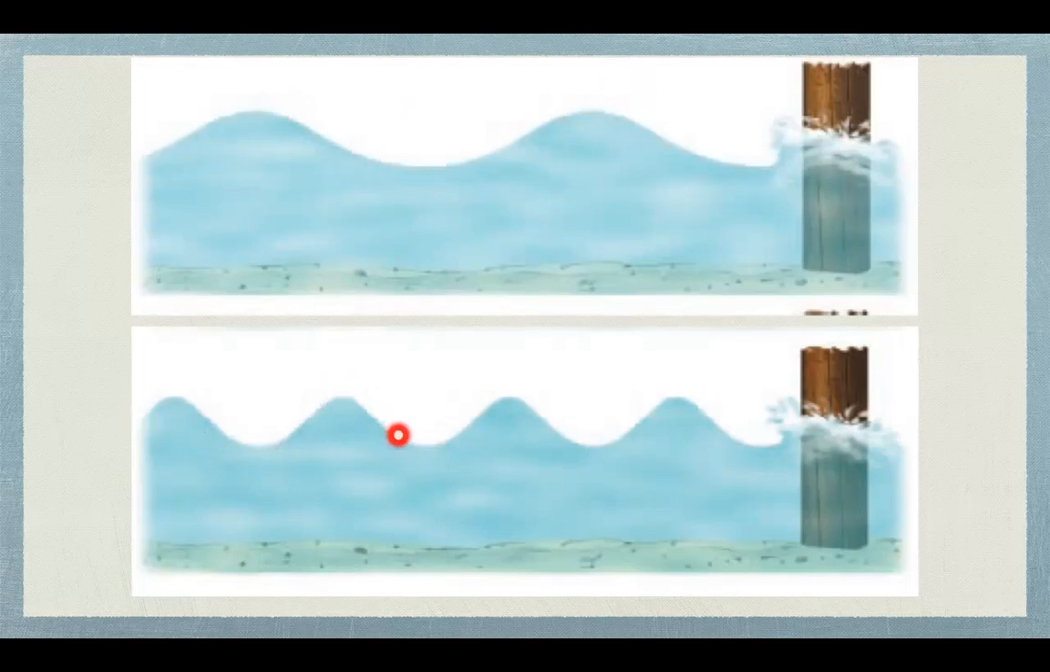Unlike this wave, which has a shorter wavelength, therefore it has a higher frequency because more waves will hit the pillar per second than will this wave. So the relationship between wavelength and frequency is longer wavelength, lower frequency, shorter wavelength, higher frequency.